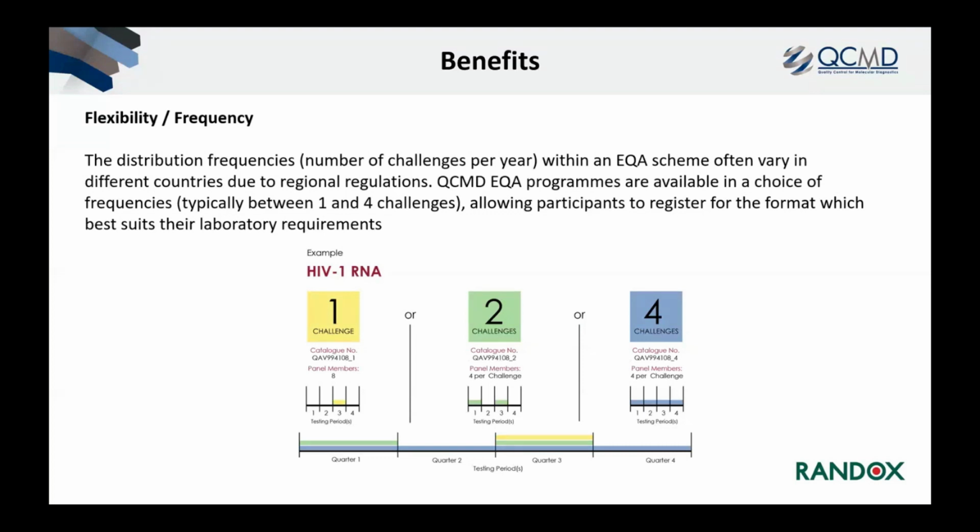A good example of this is the HIV-1 RNA scheme, which we can see below. In this particular scheme, we can see that there are 3 different versions available. There is a 1 challenge scheme, all at once in Q3. There is a 2 challenge scheme which distributes 4 samples in 2 distributions, once in Q1 and once in Q3. And then there is a 4 challenge scheme which will distribute 4 samples 4 times a year, so in Q1, 2, 3, and 4, meaning that you can meet regulatory requirements, but you can also choose to pick an EQA that fits with your laboratory's throughput, its demands, and so on.